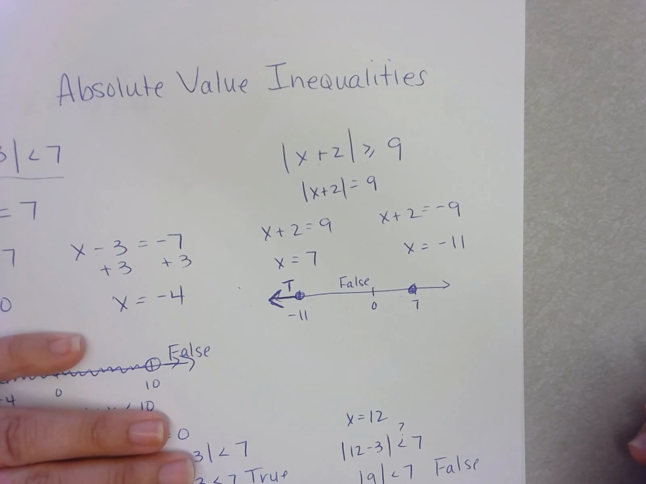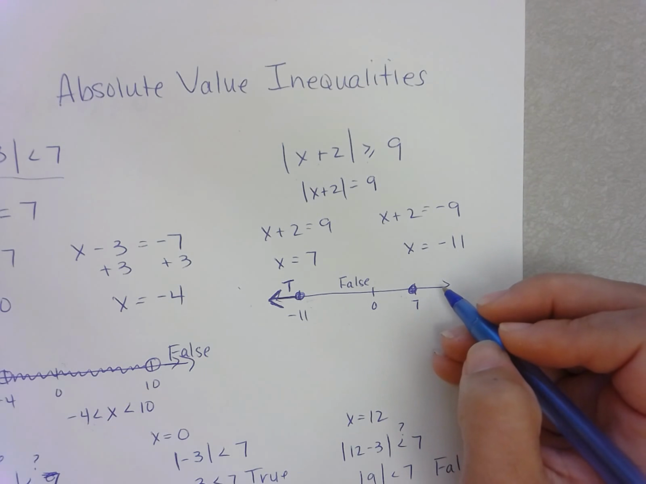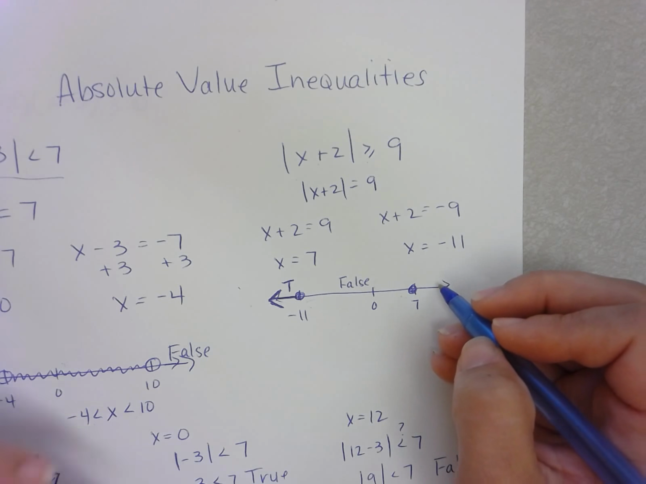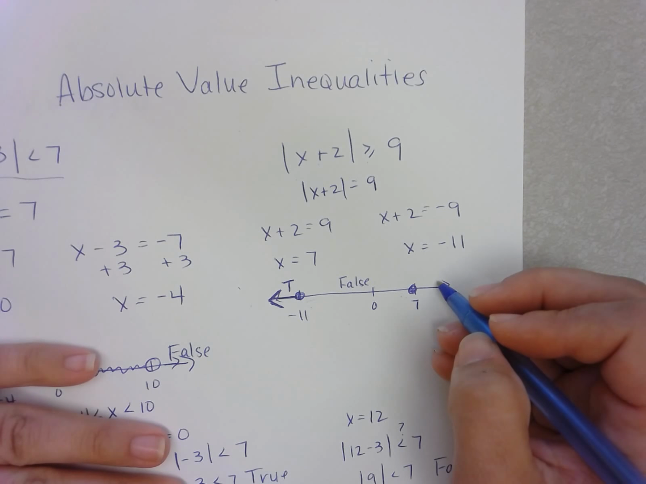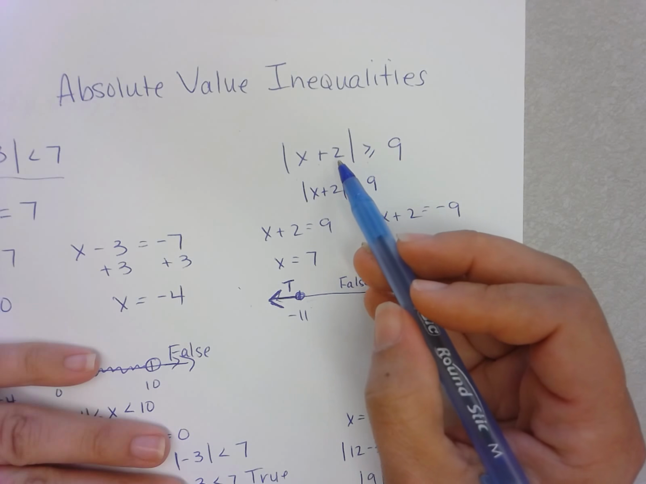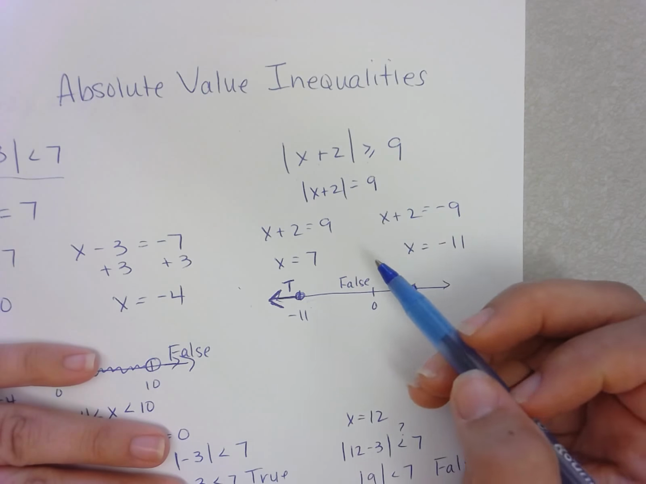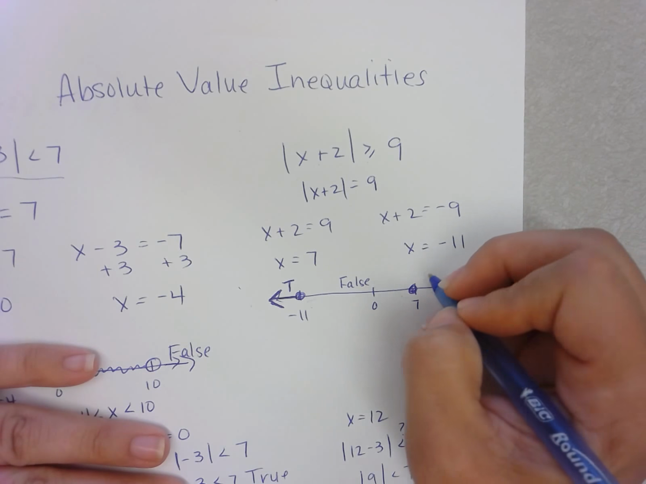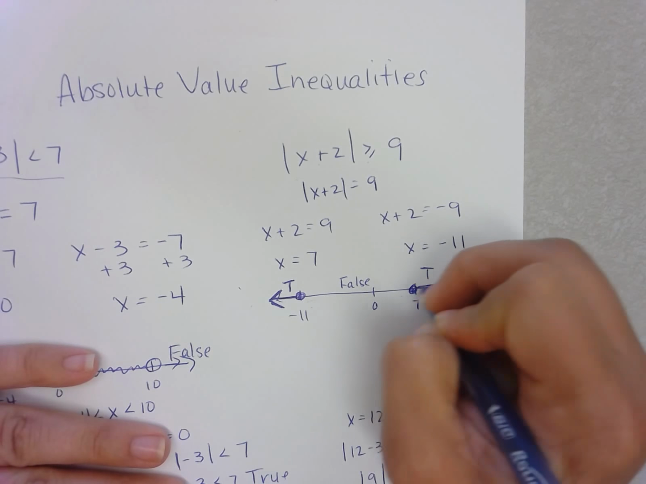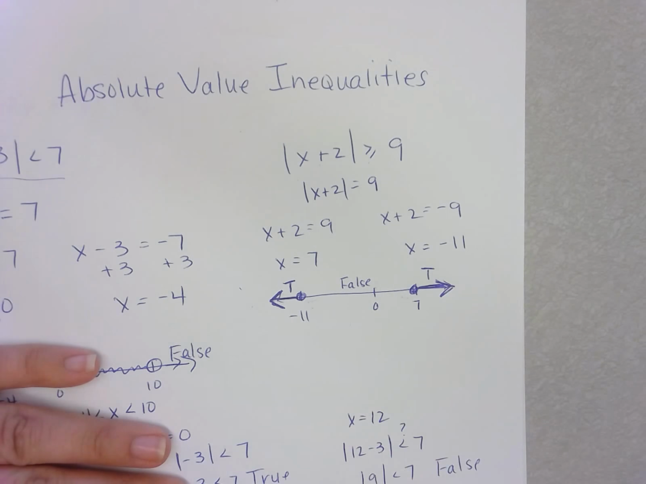All right, so now I'm going to choose a number bigger than 7. Maybe I'll just choose 10 because it's easy. So if I choose x is 10, then I get 10 plus 2, which is 12. Absolute value of 12 is still 12, and 12 is in fact larger than or equal to 9. So this is also true out here. So this is what my inequality looks like.